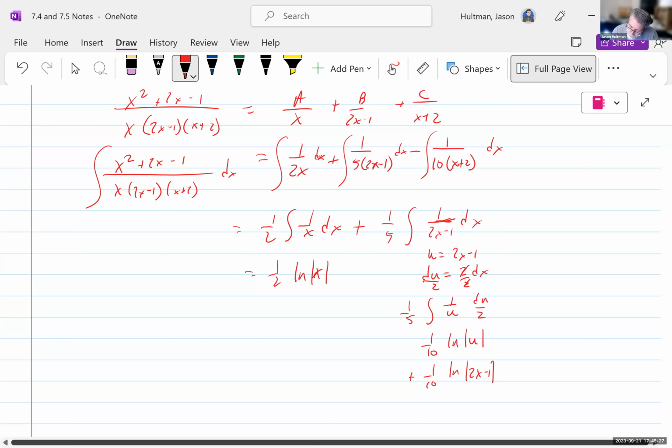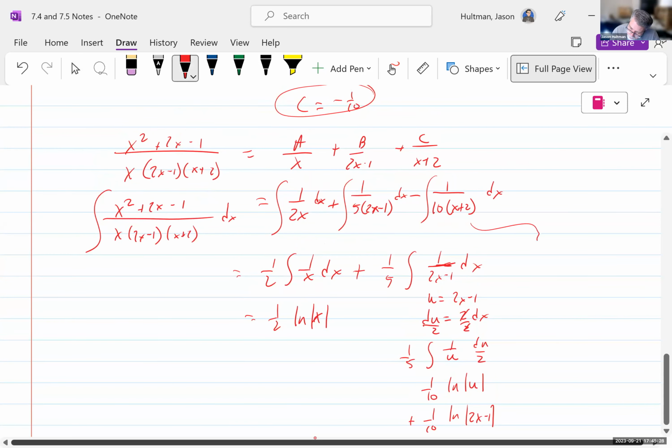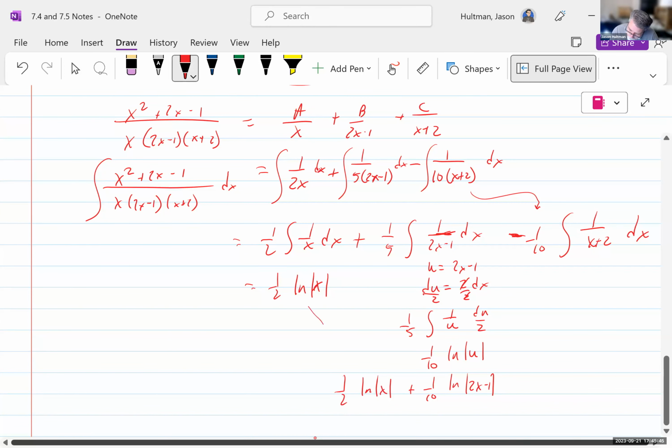Okay, and the last one here is going to be minus 1/10 times the integral of 1 over x plus 2 dx. So this is 1/2 natural log absolute value of x plus that guy. Just bring him down. Again, you could do a u-sub on this, although it's a pretty easy u-sub. du is equal to dx, and so it's really just going to be the natural log of this thing. But we'll go through it.